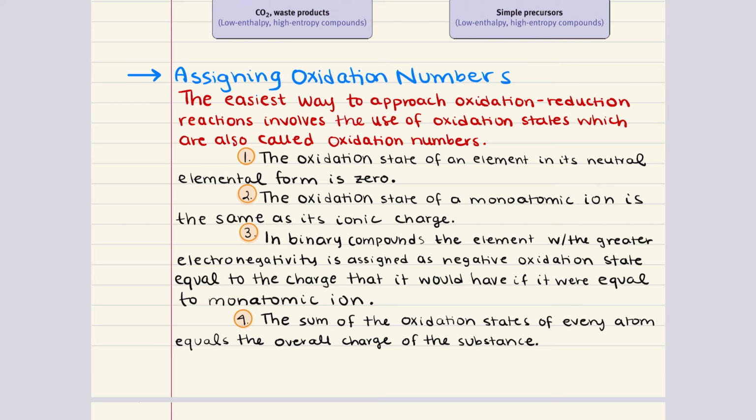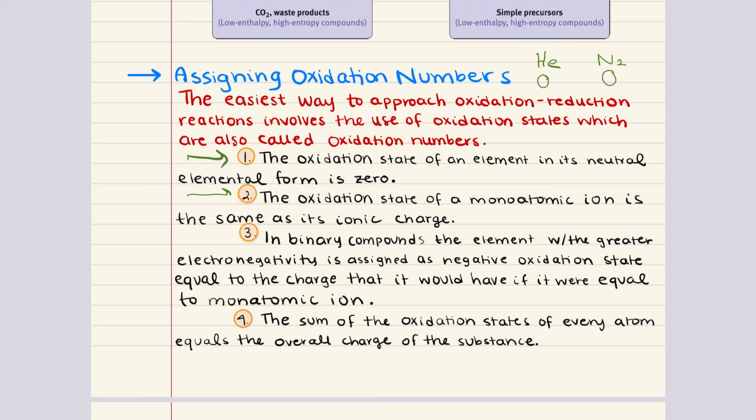So we're going to go over a couple of rules that are going to help us assign oxidation numbers to atoms in compounds. The first rule is that the oxidation state of an element in its neutral elemental form is 0. This rule applies because atoms in their elemental form have not gained or lost electrons. So for example, if we look at helium, it's going to have an oxidation number of 0. If we look at diatomic nitrogen, each nitrogen atom is going to have an oxidation number of 0.